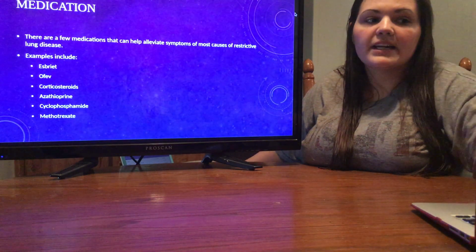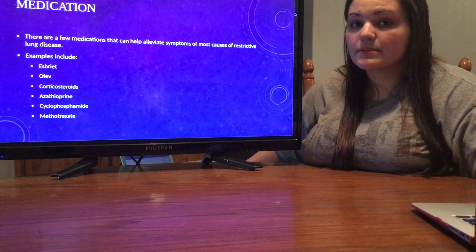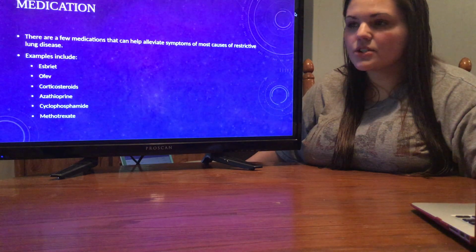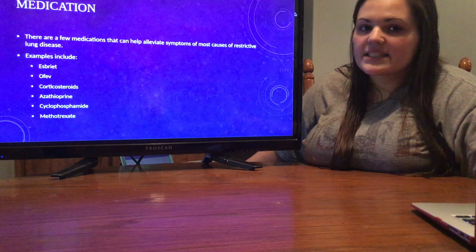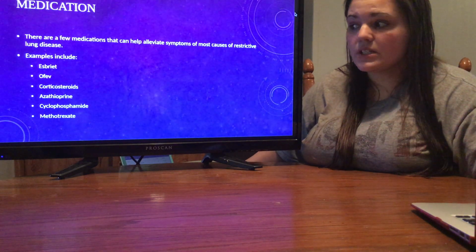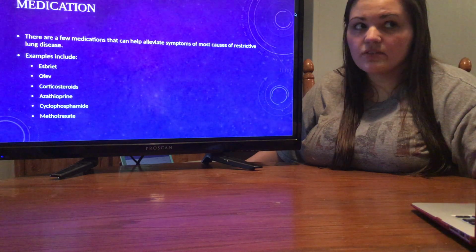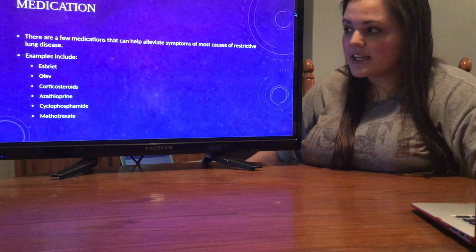So first we have medication. There's a few medications that you can take that will help alleviate symptoms of most causes of restrictive lung disease. Some examples include Esbriet, Ofev, corticosteroids, azathioprine, cyclophosphamide, and methotrexate.